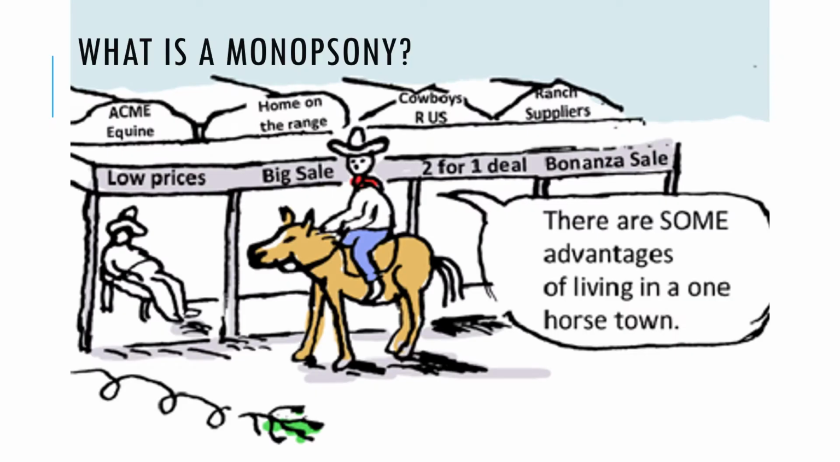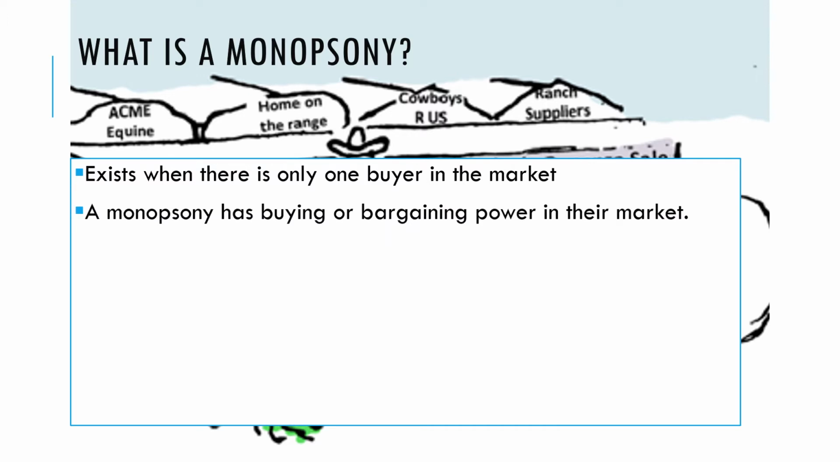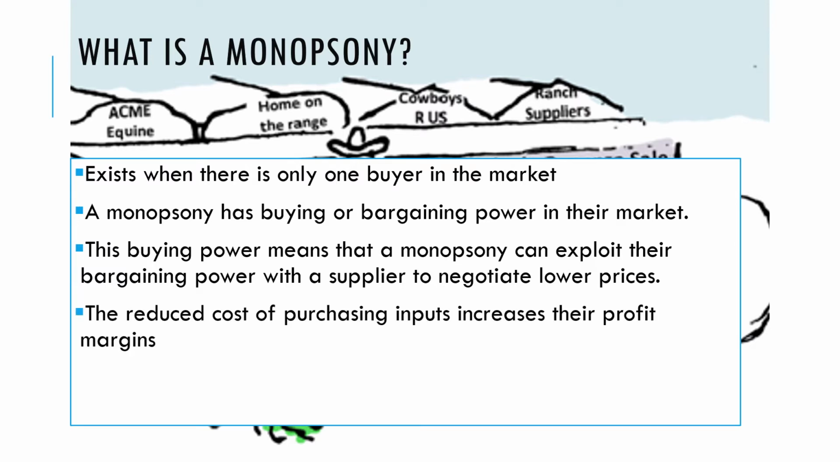So what is a monopsony? A monopsony is often likened to living in a one-horse town. We just have one buyer in the market. So monopsony exists when there is only one buyer in the market. A monopsony has buying or bargaining power in the market. And by bargaining power, we mean that they can negotiate lower prices with the supplier than they could if there was lots of firms competing. As a result, the monopsonist can reduce their cost of purchasing inputs, which increases their profit margins.